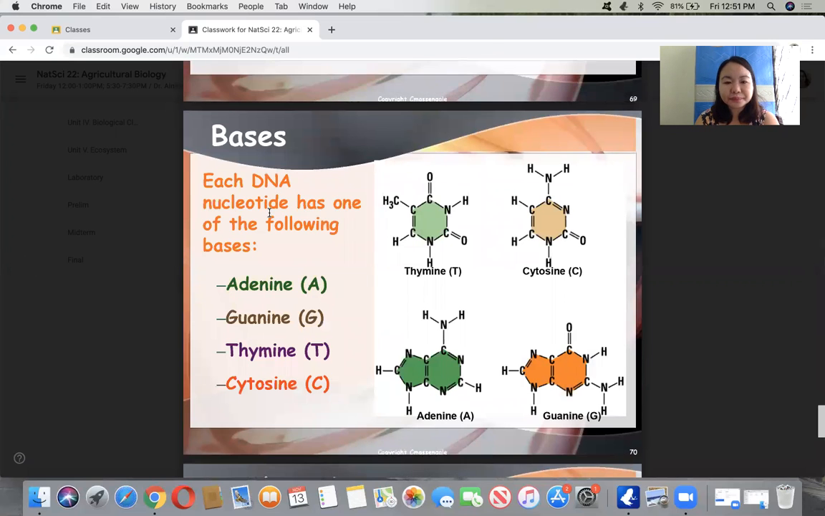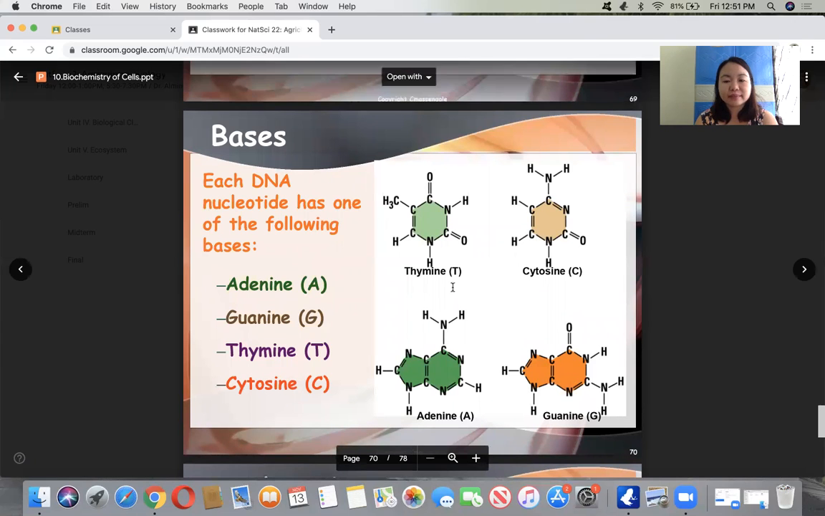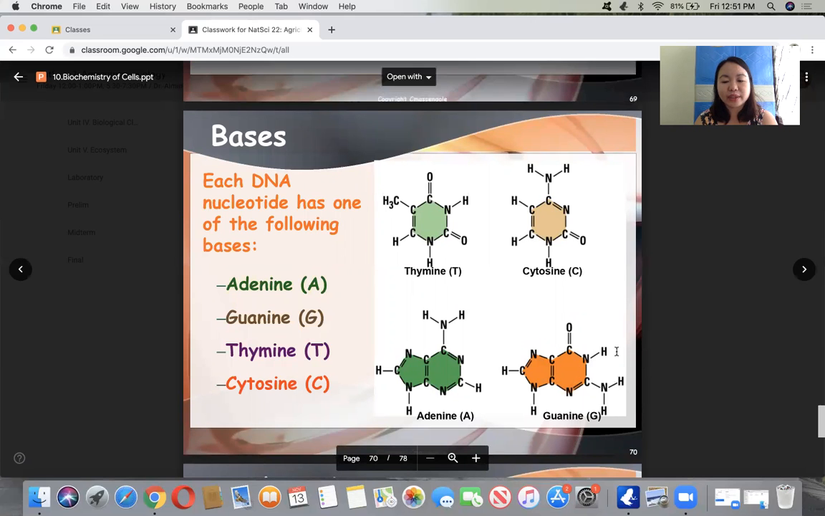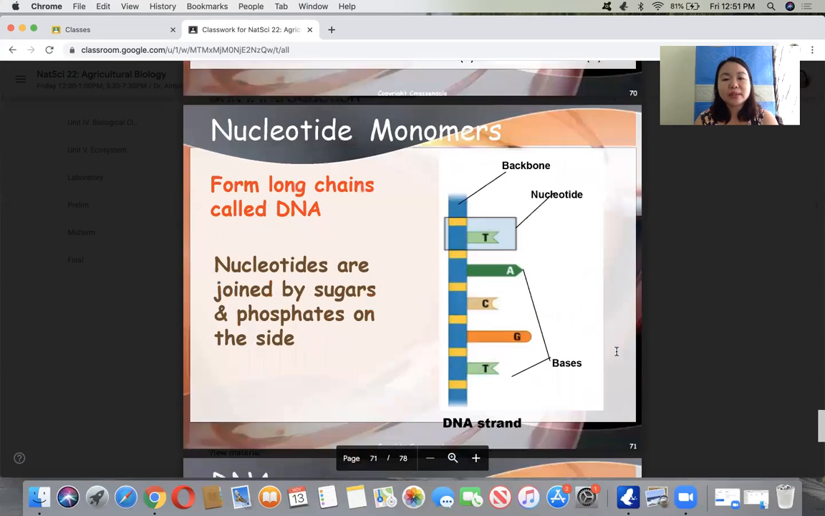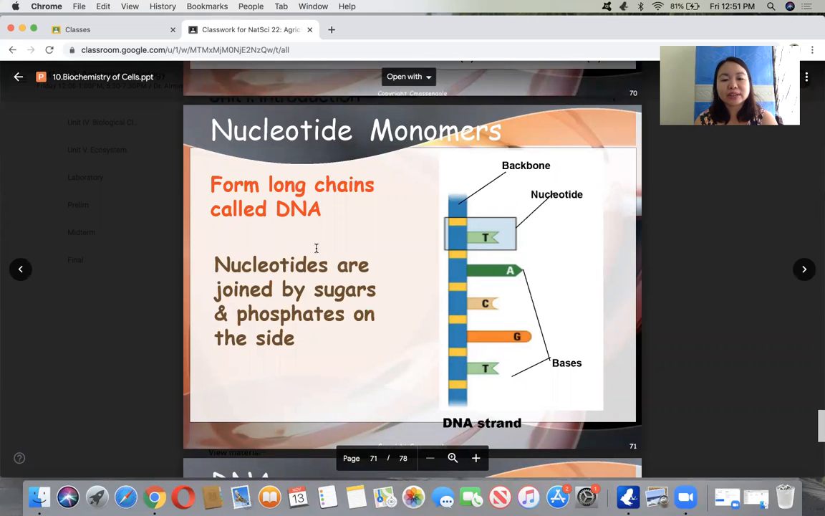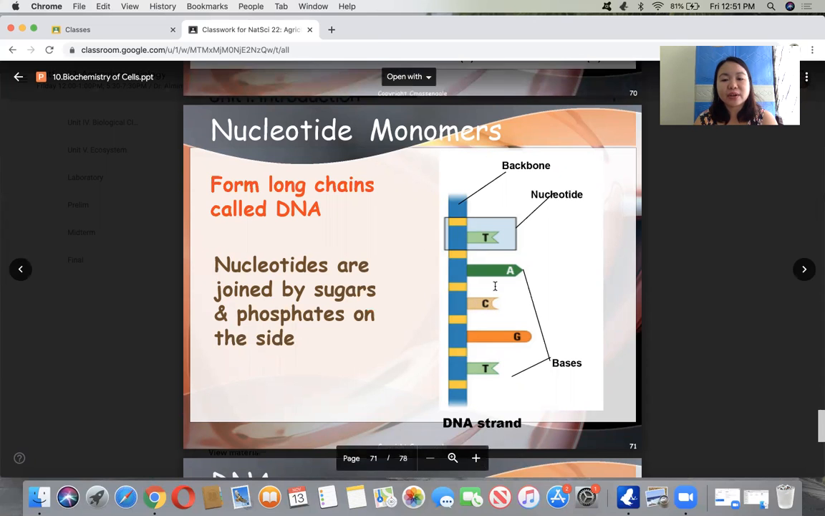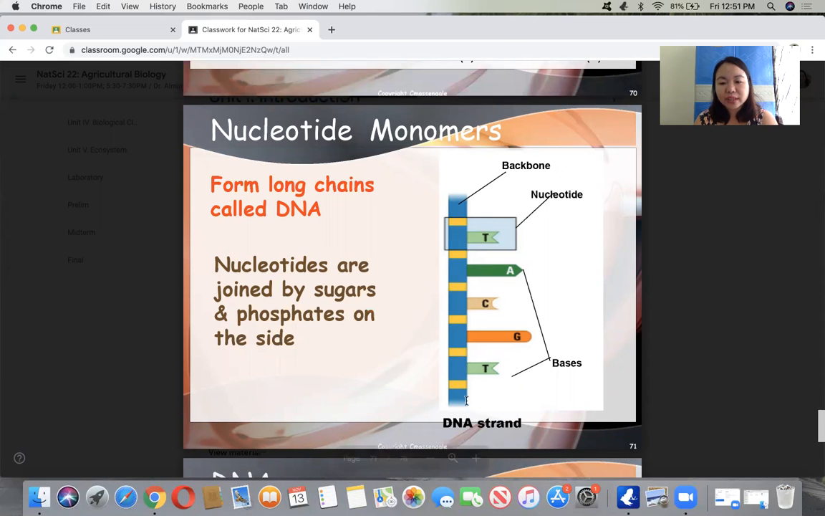Each DNA nucleotide has one of the following bases. We call them adenine, guanine, thymine, and cytosine. So this is the structure of the thymine, the cytosine, and the adenine and guanine. So nucleotide monomers form long chains called DNA. Nucleotides are joined by sugars and phosphates on the side with a backbone. So this is what composes the DNA strand, the bases, adenine, cytosine, guanine, and thymine, and the nucleotide and its backbone.